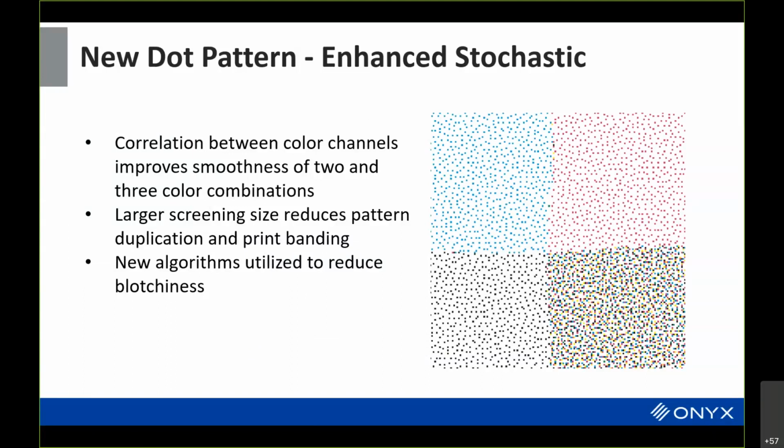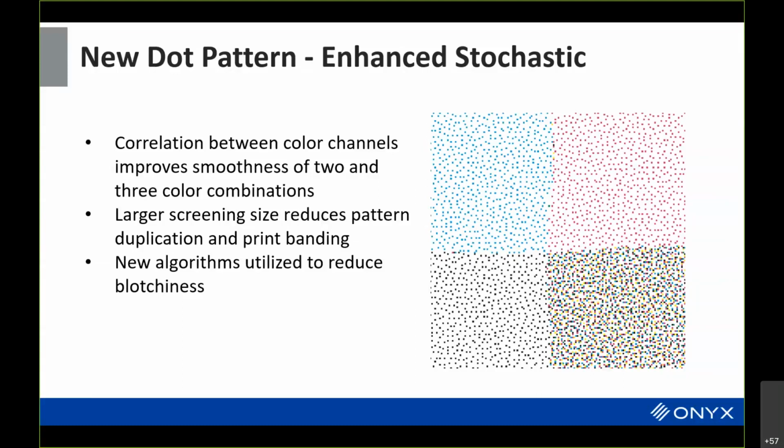The second thing about it is that we have a larger screen size, so that the actual pattern duplication happens less often, and it's also been changed to avoid harmonic frequencies with printers to reduce print banding. Another thing is that the algorithms were developed to reduce blotchiness. In some places it was a little bit more dense, and in other places a little bit lighter, and we try to be more consistent across the dot patterns.